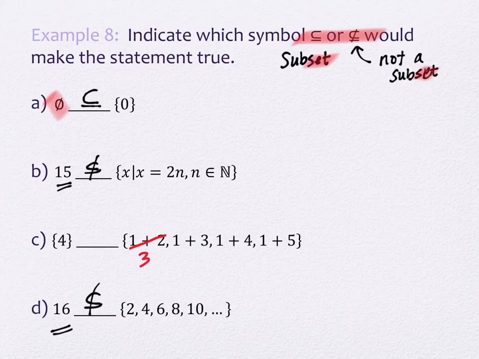This is just 3, 4, 5, and 6. And if we think about it there, then hopefully we see very quickly there is a 4 on the left. So there's a 4 on the right. So therefore, yes, everything in the set on the left is inside of the set on the right.